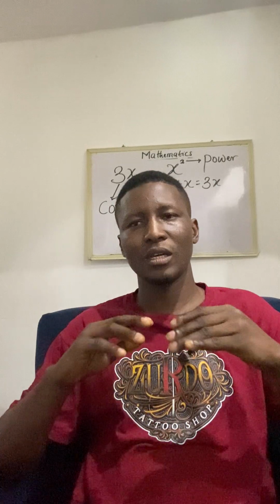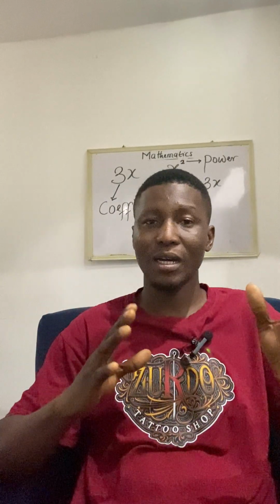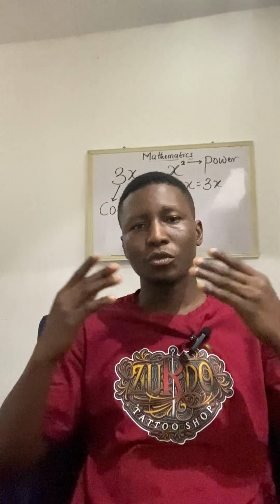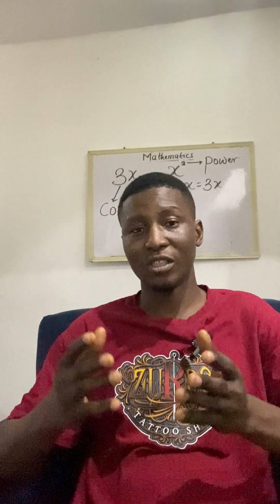Now, when we say a coefficient, a coefficient is a number beside a letter. For example, 2x. The 2 beside the x is the coefficient of that x. Then 4p raised to power 2. The 4 beside the p squared is the coefficient of that p squared.